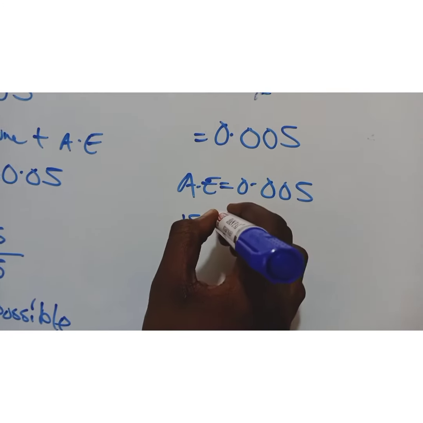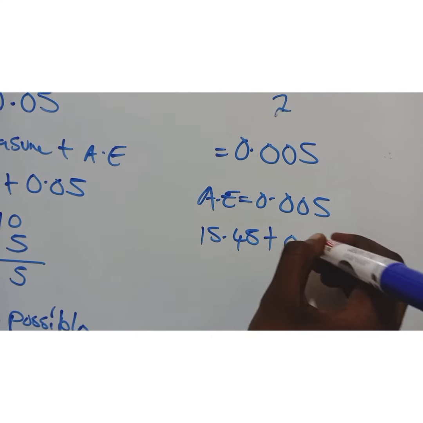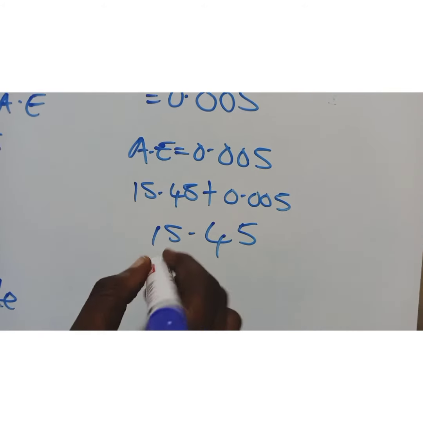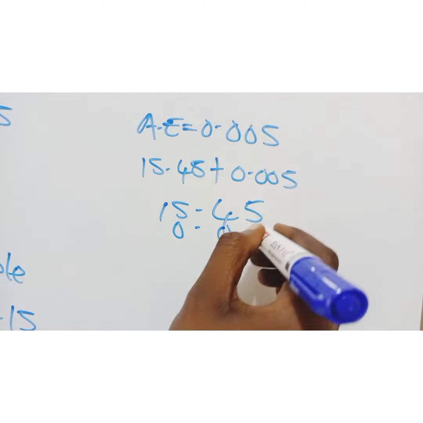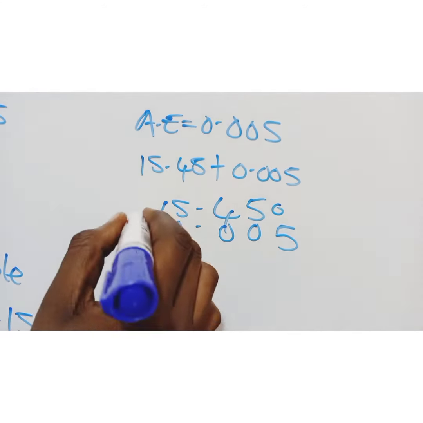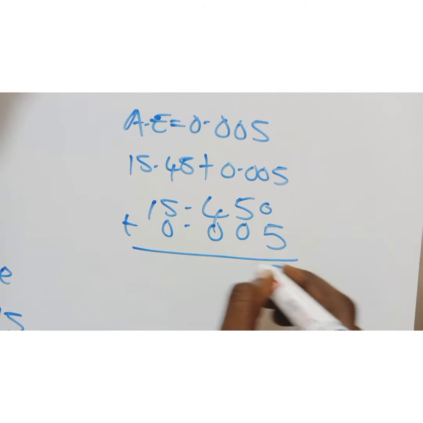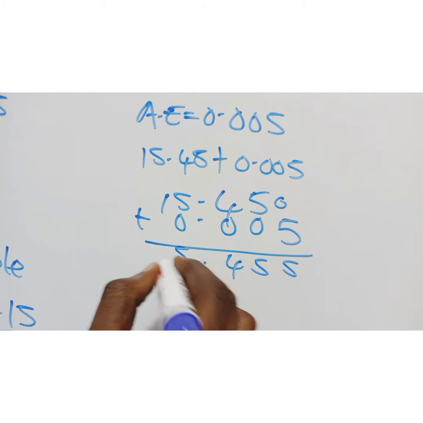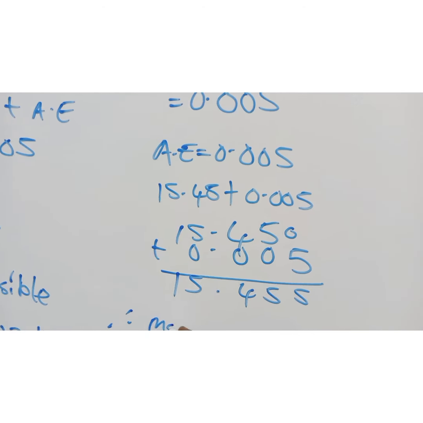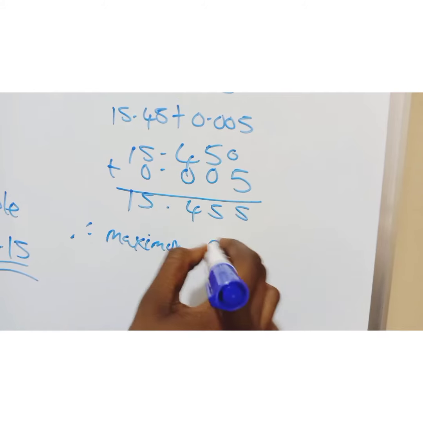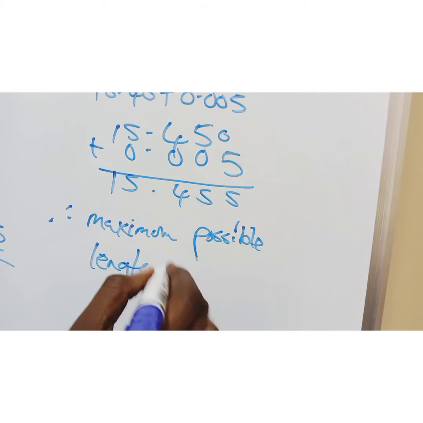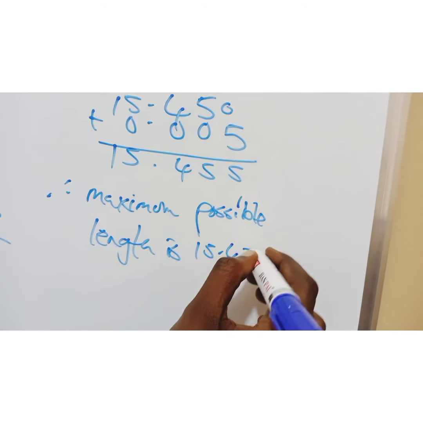So you have 15.45 plus 0.005. I'm sure you remember this in grade 2. This was easy. So we add the 0 here. So plus. This will give us 5. This will give us 5. This will give us 4. Point. This will give us 5. This will give us 1. So therefore, maximum possible length is 15.455.